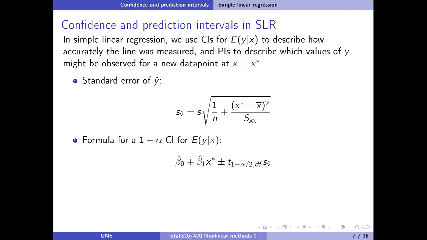The formula for a 1 minus alpha confidence interval for how well we've predicted the line, so the expected value of y given x, will be beta naught hat plus beta 1 hat times x star, for whatever value x we might be interested in, plus or minus our t statistic times the standard error of y hat.